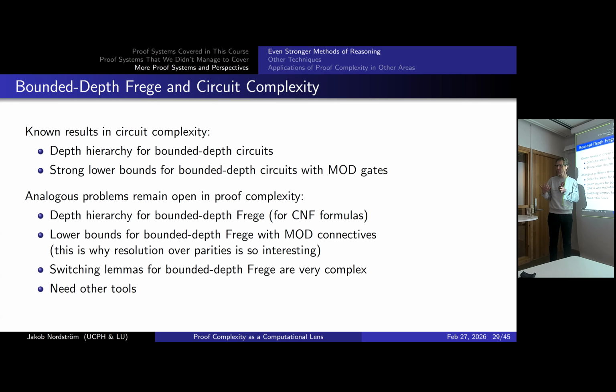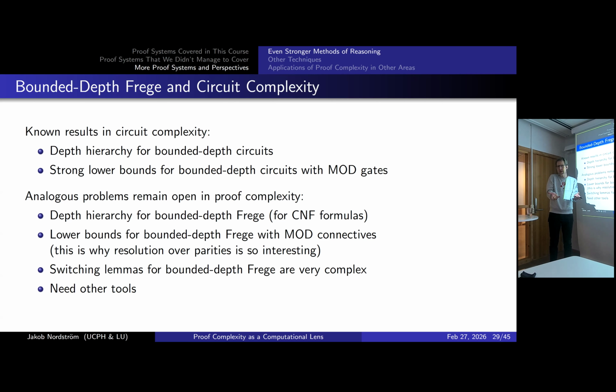And the switching lemmas, if you compare the switching lemmas for bounded depth circuits and the switching lemmas for bounded depth Frege, the bounded depth Frege switching lemmas are just way more complicated. And I think if you talk to people who are working on this, the feeling is that we need something other than switching lemmas. Because one problem is also that the restrictions have to be really, really aggressive. You're setting most of your variables, and you need to do this repeatedly in several rounds of restrictions. And this means that it's really, really hard to maintain the structure of your formula. It has to be extremely robust to withstand such massive restrictions.